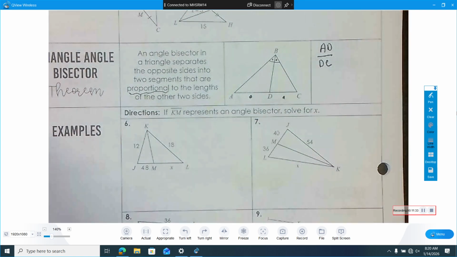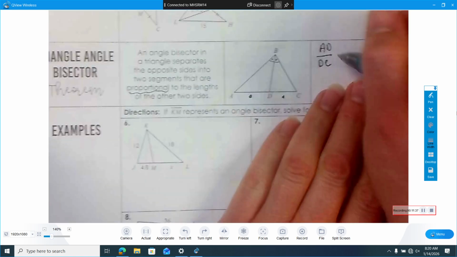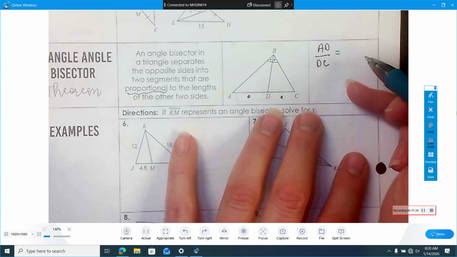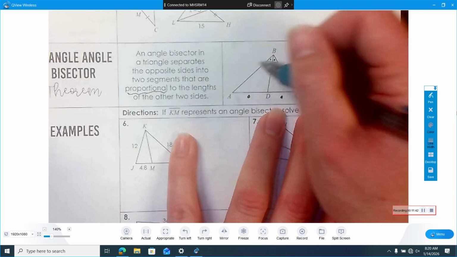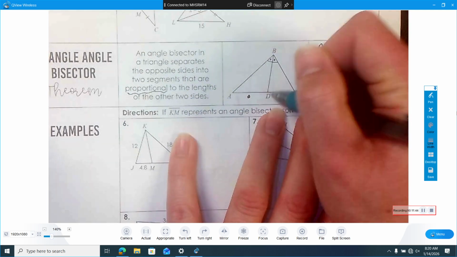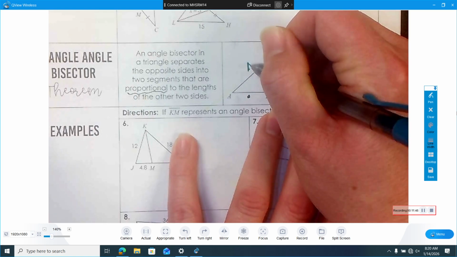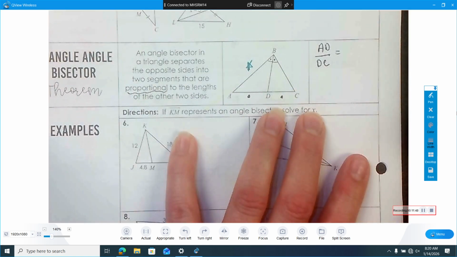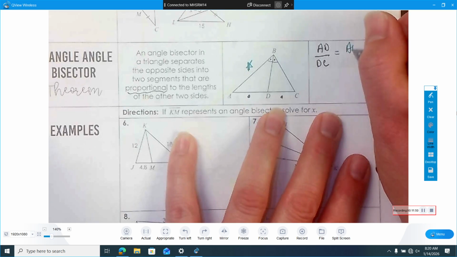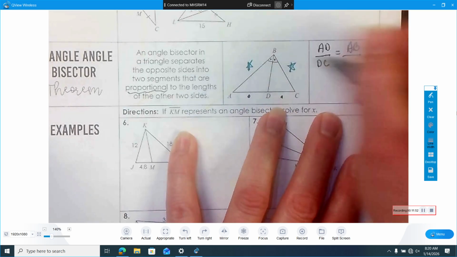So I have two segments there that get created by my angle bisector. It turns out that they're proportional to the other two opposite sides. So AD is over here on the left, so I'm going to use this left side of the triangle. That's side AB over BC.